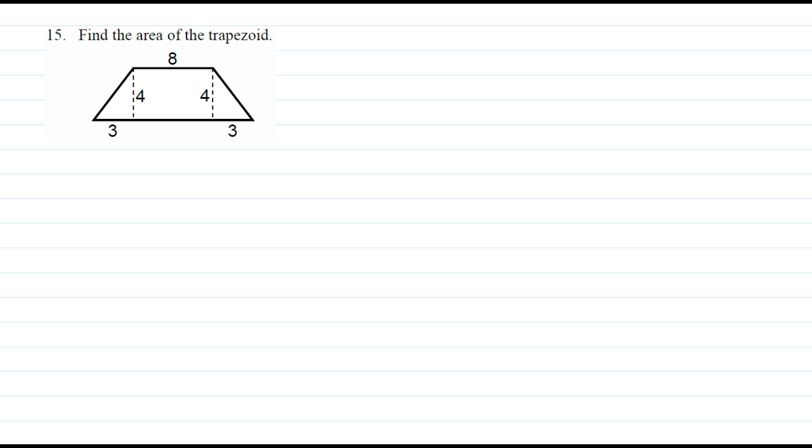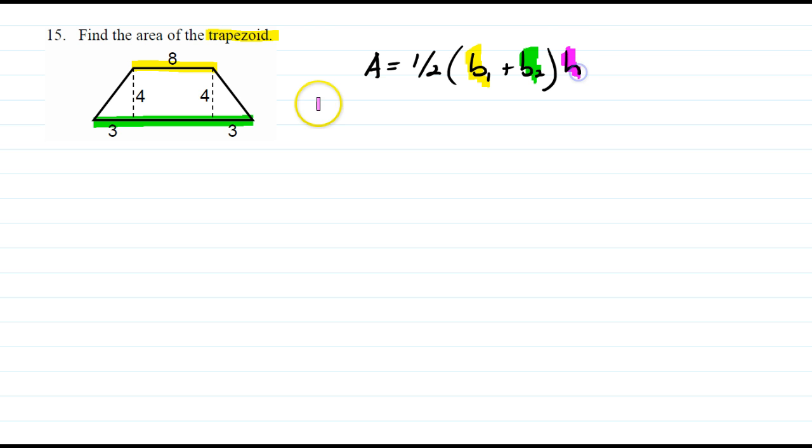Alright, so now for number 15, we're going to find the area of the trapezoid. Now this is the one formula you don't have to have memorized, so I'll write this one on the board. It's 1/2 of our first base plus our second base times our height. So here, our first base, let's go ahead and call it 8. Our second base goes all the way across. And then our height is going to be 4. Now there should be a little right angle there, but there's not, so it's 4.